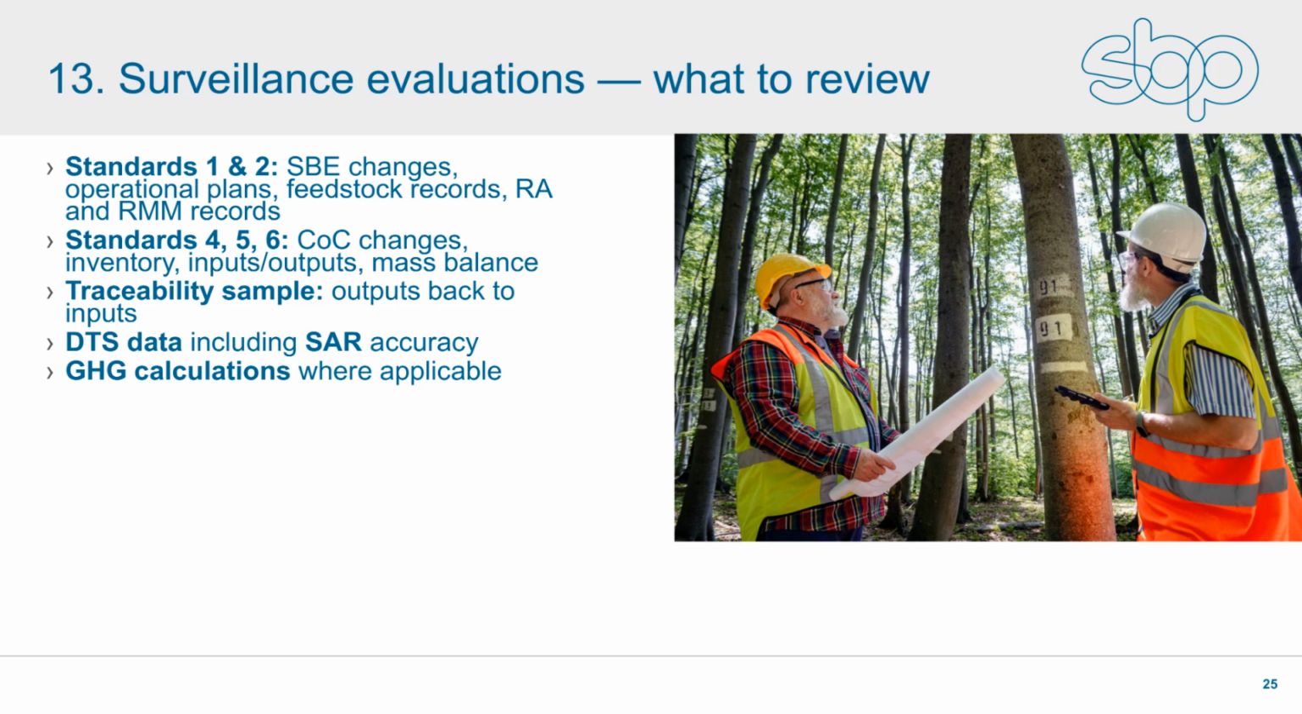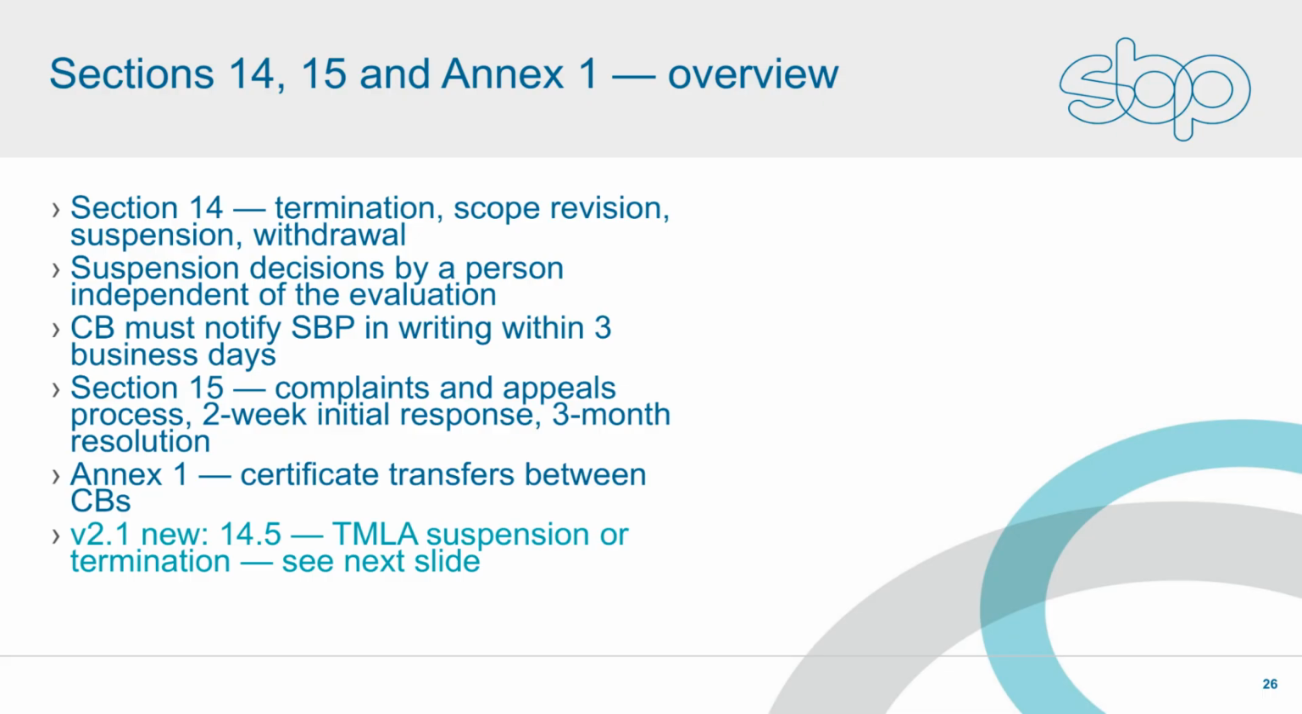Next, we'll turn to the final sections of the standard. The remaining sections are sections 14 and 15 and Annex 1. Section 14 covers termination, scope revision, suspension, and withdrawal. Any such decision must be taken by one or more persons who were independent of the evaluation. The certification body must notify SBP in writing within 3 business days, stating the action taken, the effective date, and the reason. The client must immediately cease making SBP claims. Suspensions may not exceed 12 months. Beyond that, the certification body must terminate the certificate.